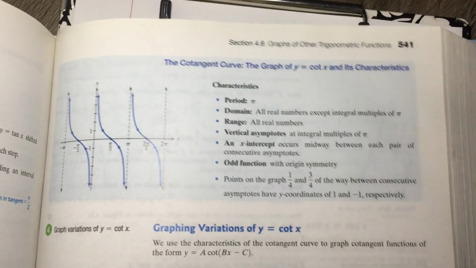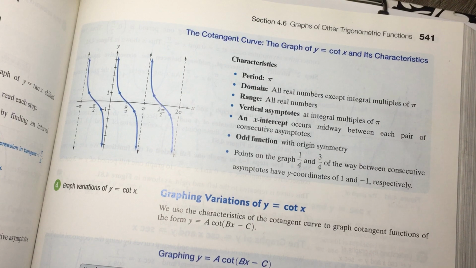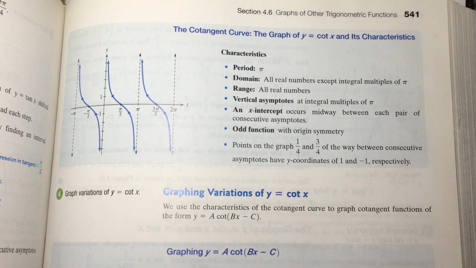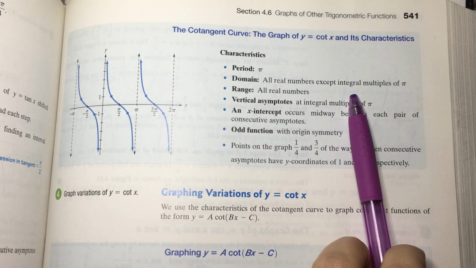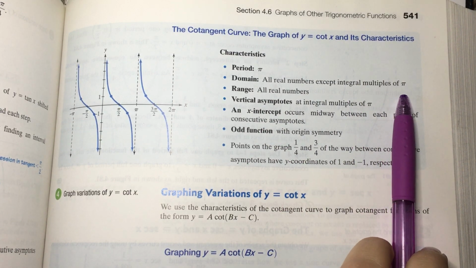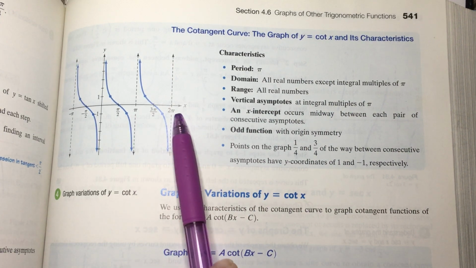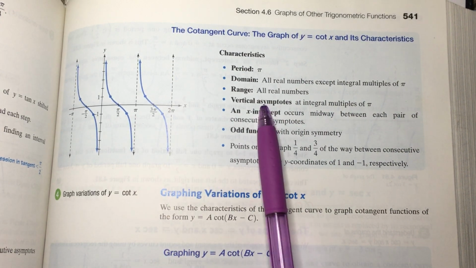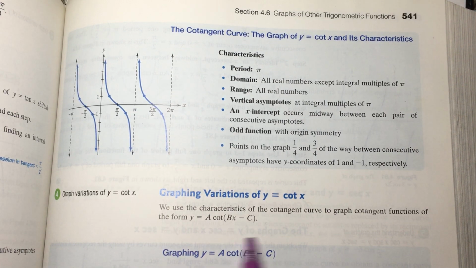Some other characteristics of our cotangent graph is our period. We can see from the sketch that we did together that our period is pi, just like our tangent. Our domain is all real numbers except our multiples of pi. Okay, at any whole number multiple of pi, you're going to have an asymptote, even or odd. Our range is all real numbers because we have those arrows off to the end. And then that's about it.